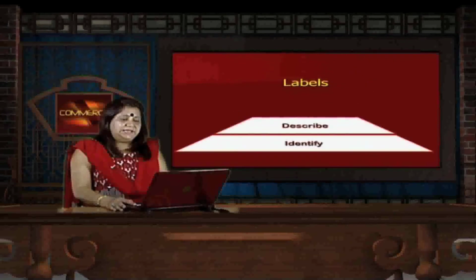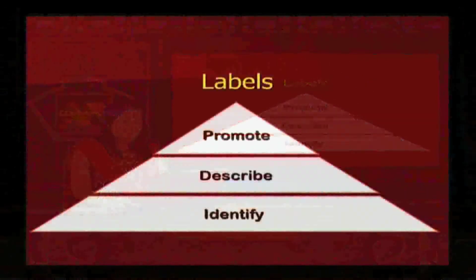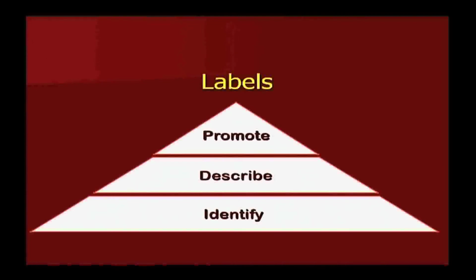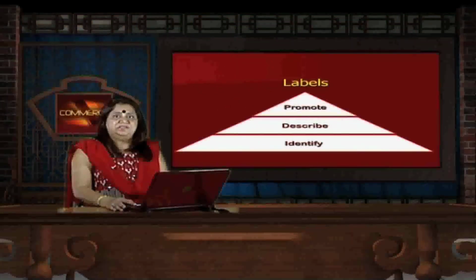Now, let us study the labels which are associated with packaging. First, labels are important to give identity to the product; they describe the products and they promote the products. Labels are an important part of packaging because packaging generally gets a kind of shine, or an enhancement in quality, if proper labels and proper nomenclature are given.